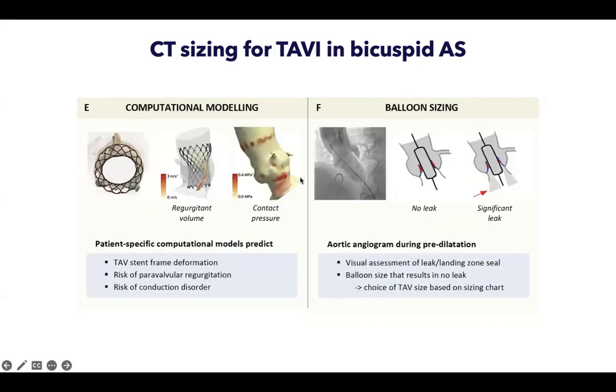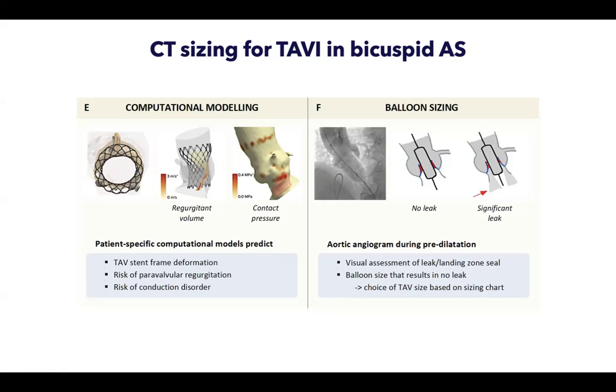And then these are the last two sizing methods. One is by simulation, computational modeling, like from FEOPS or from Materialise. They can simulate valves, they can predict the risk of leak or the risk of pacemaker. This is not something I do regularly, but you can ask these companies, though you typically have to pay for that.